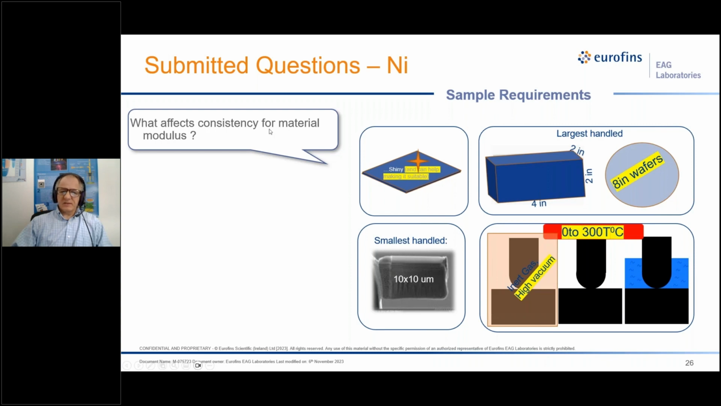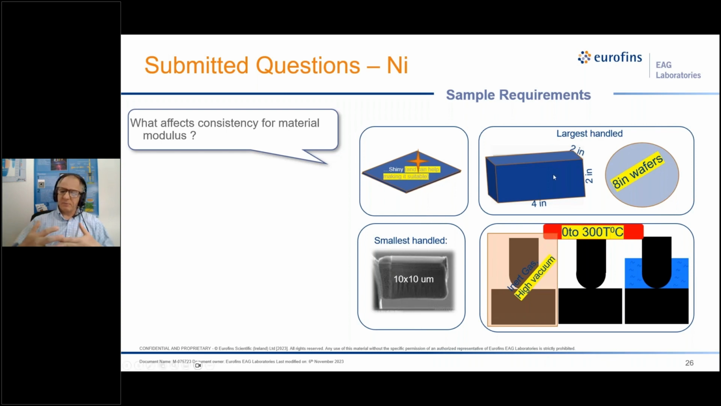Again, consistency on the material modulus, for example, was a question. And while it can be polished, the ideal nanoindentation sample is shiny, and it needs to be polished. If it is not, we can take care of that.